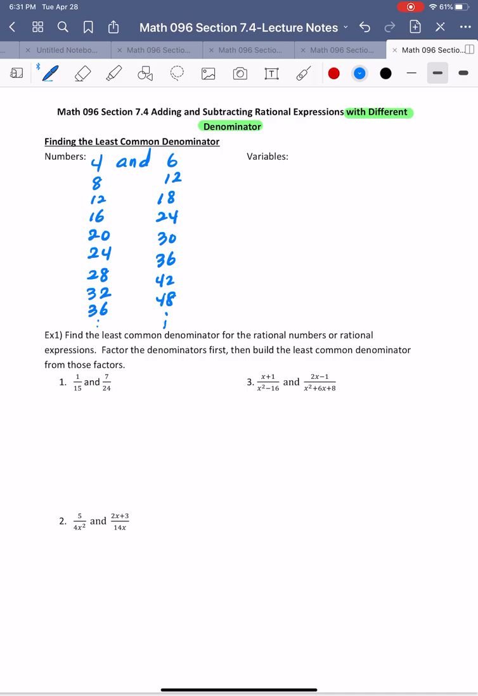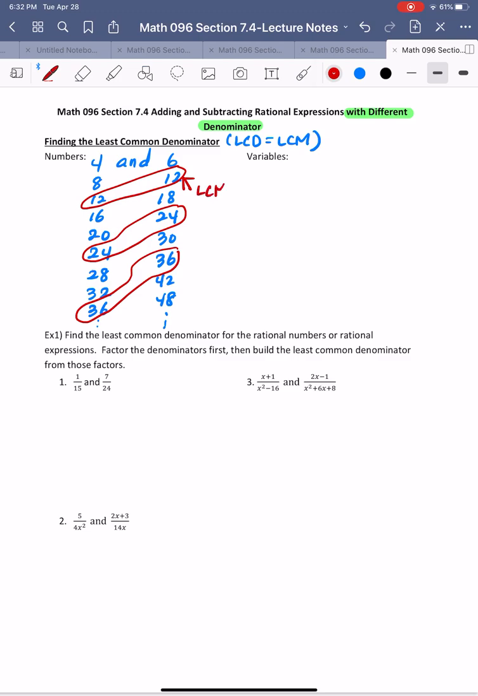This common denominator is the same as the LCD, which is coming from the LCM. So now I'm looking for the common multiples. The common multiples here are 12, and also 24, also 36, right? These are the common multiples, and the lowest one is the LCM, which is going to become the LCD.